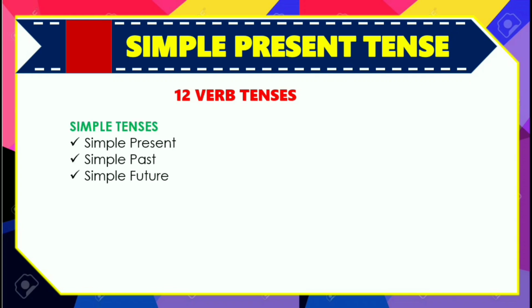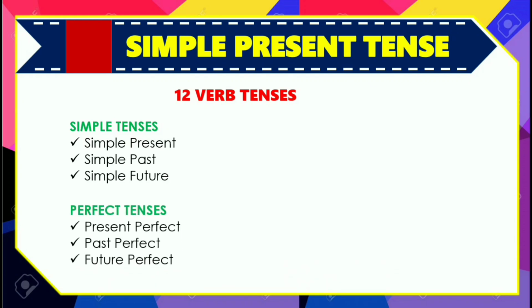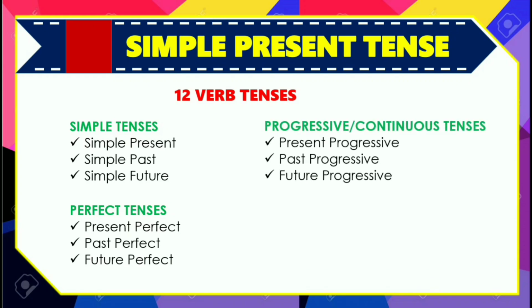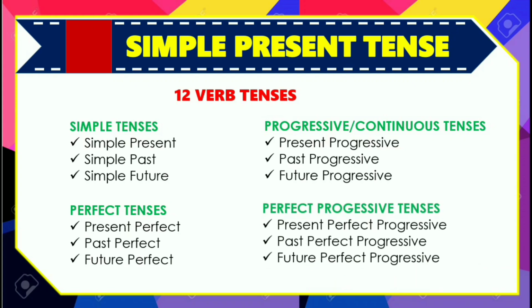In the simple tenses, we have simple present, simple past, simple future, and we also have the perfect tenses, present perfect, past perfect, future perfect. And another one is we have progressive or continuous tenses, present progressive, past progressive, and future progressive. And the last one is perfect progressive tenses. We have present perfect progressive, past perfect progressive, and future perfect progressive. So these are all the verb tenses that we are going to discuss in this series of lessons about tenses.